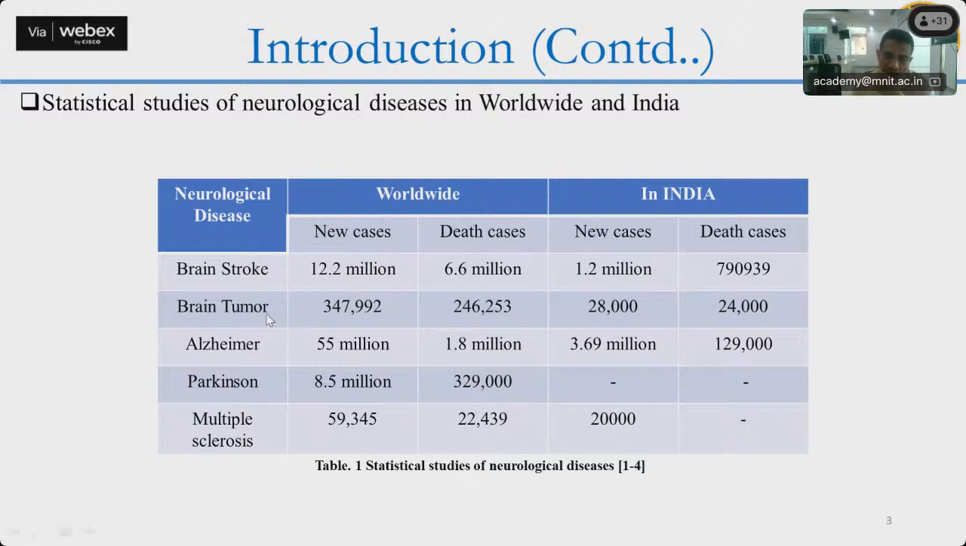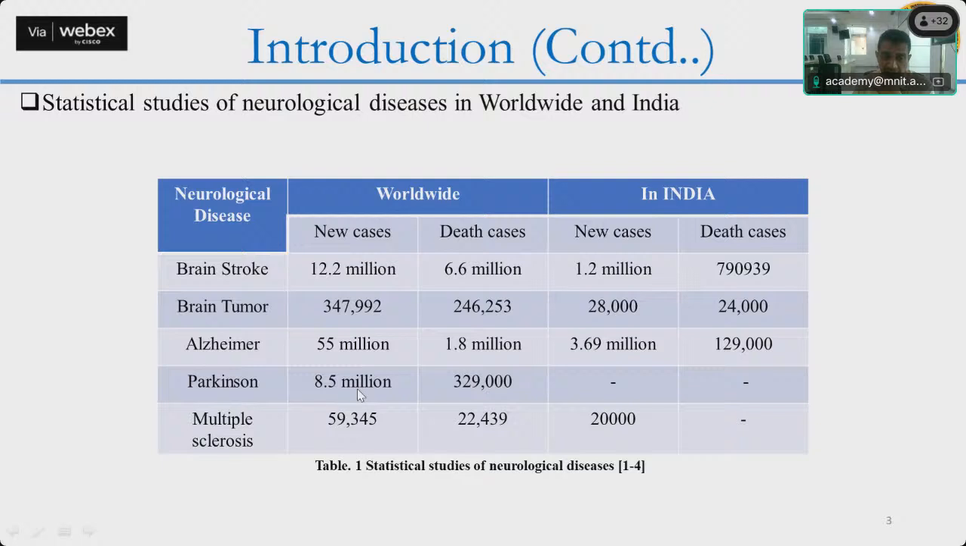Brain tumor. Again, in India, the new cases are 28,000 and death cases are 24,000. And especially in the rural segment, it is very difficult to find out. People are not aware, so these death cases are very high in number.